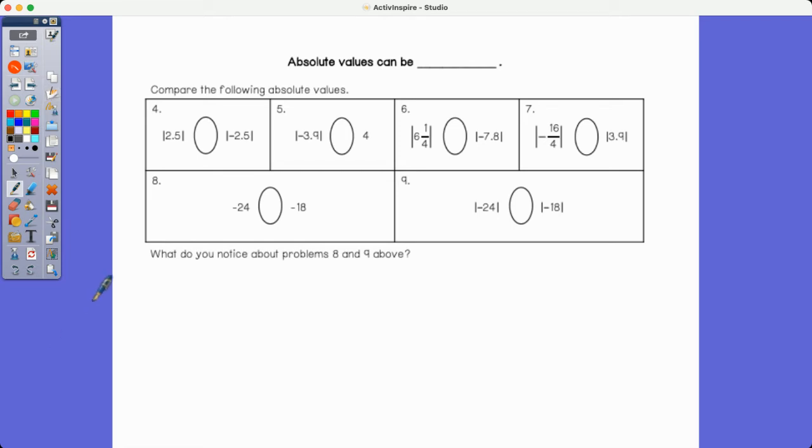Okay, we are going to compare absolute values. So absolute values can be compared. Compare these absolute values. The absolute value of 2.5 or 2 5/10 is 2 5/10. And the absolute value of negative 2 5/10 is also 2 5/10, so they are equal. The absolute value of negative 3 9/10 is 3 9/10. 3 9/10 is what compared to 4? I hope everyone said less than. If you guys don't know these, this one kind of looks like an L.